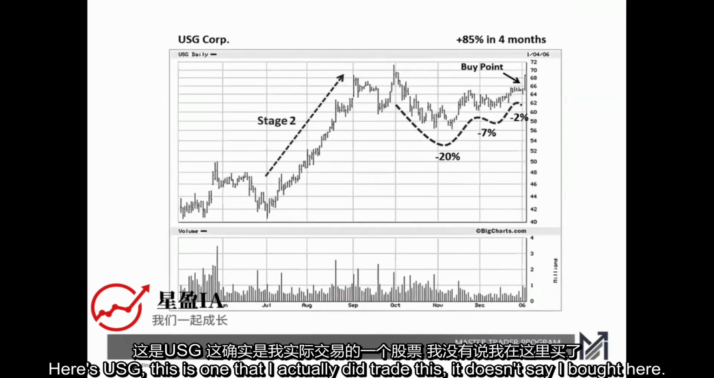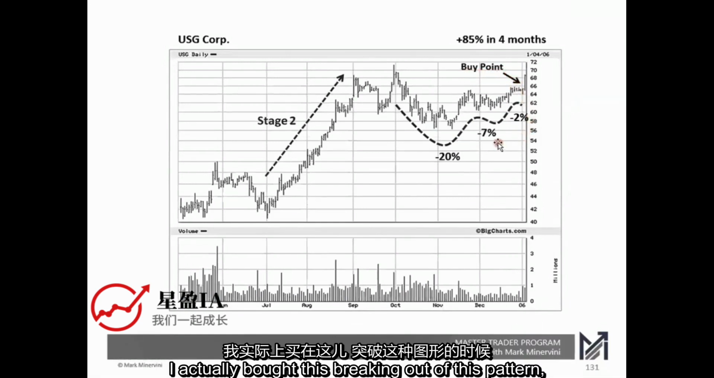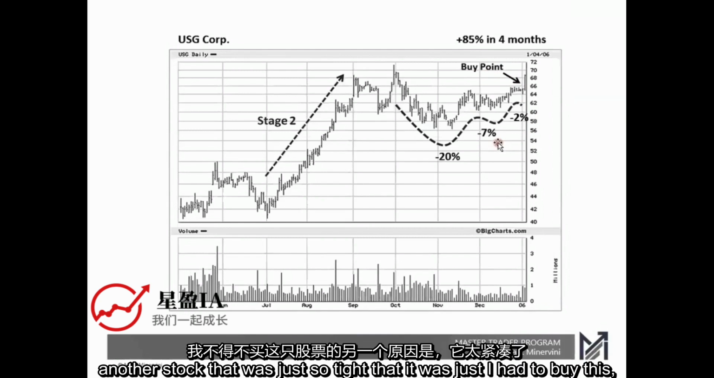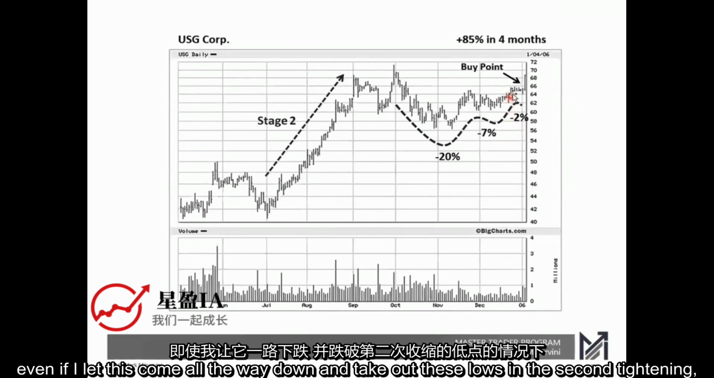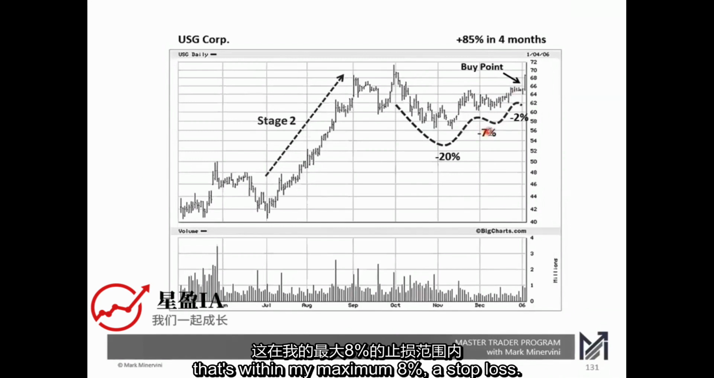Here's USG. This is one that I actually did trade. It doesn't say I bought here, it doesn't say I bought here, but it does say buy point. I actually bought this breaking out of this pattern. Another stock that was just so tight that I had to buy it because the risk was so low. Even if I let this come all the way down and take out these lows in the second tightening, it would have still only been about a 7% loss. And that's within my maximum 8% stop loss.